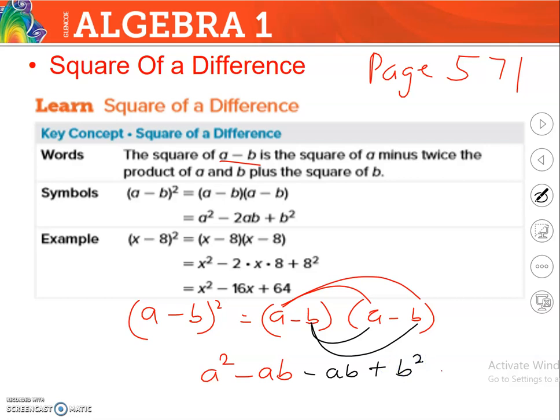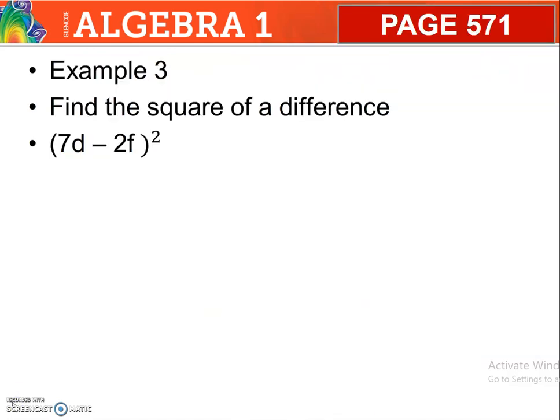So in that sense, our final answer, this can be put together. So we have a squared minus 2ab plus b squared. Okay, we continue with example 3.